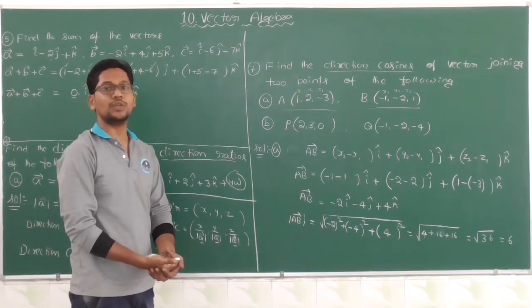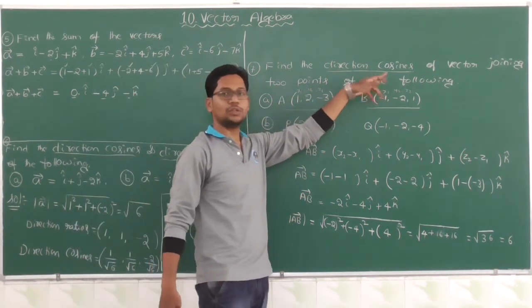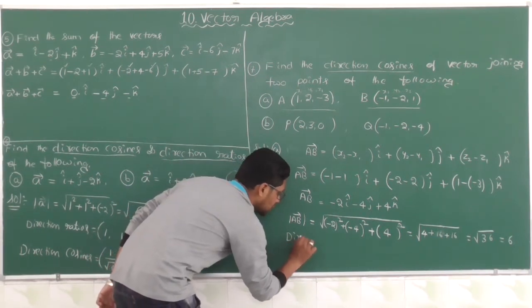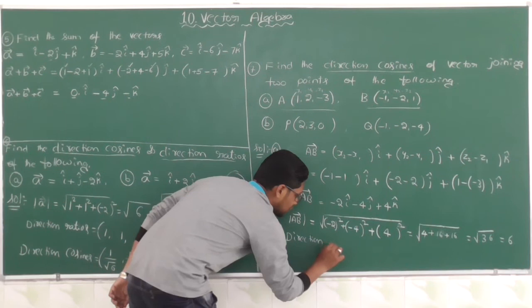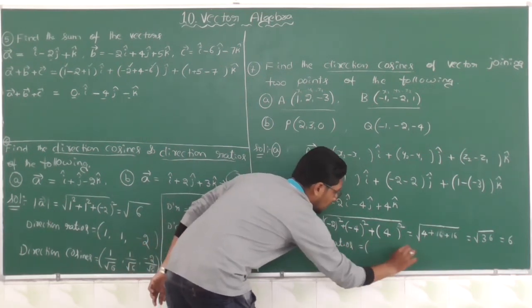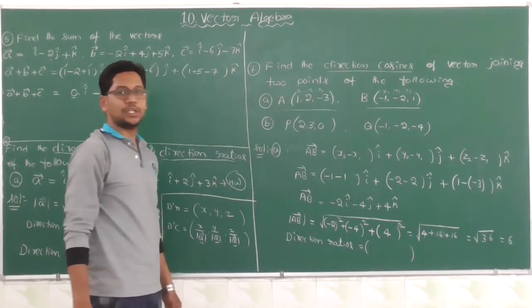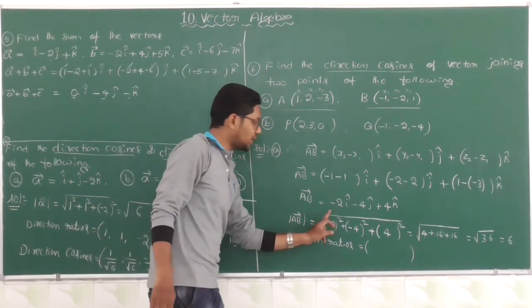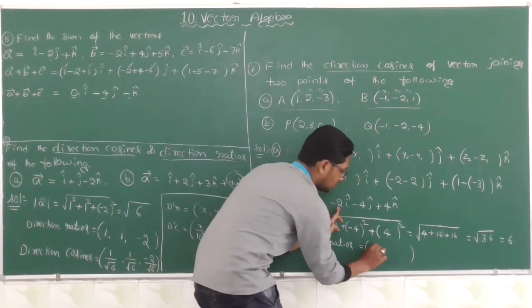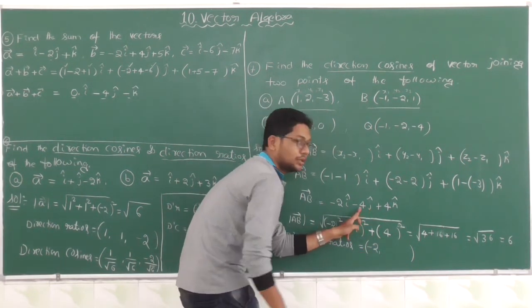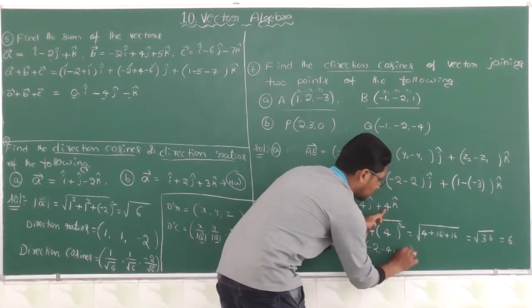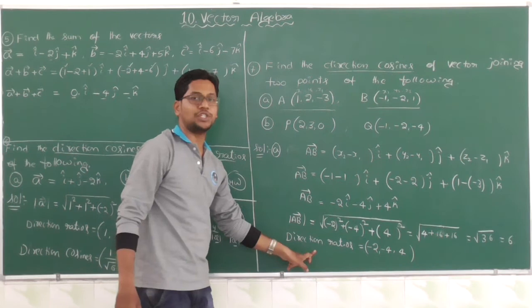Now direction cosines. We have to find the direction cosines. First of all, we find the direction ratios. Direction ratios of AB vector: i component minus 2, j component minus 4, k component plus 4. It is the direction ratios.